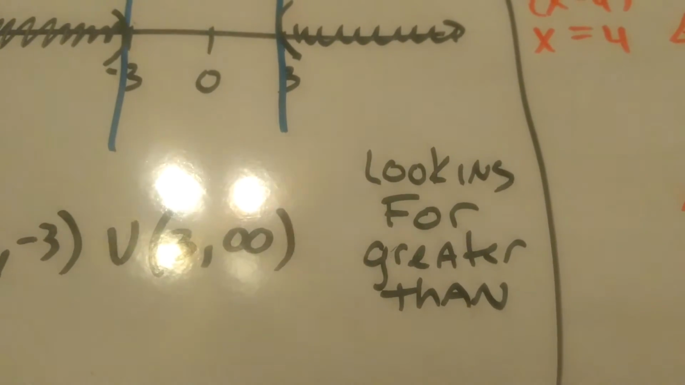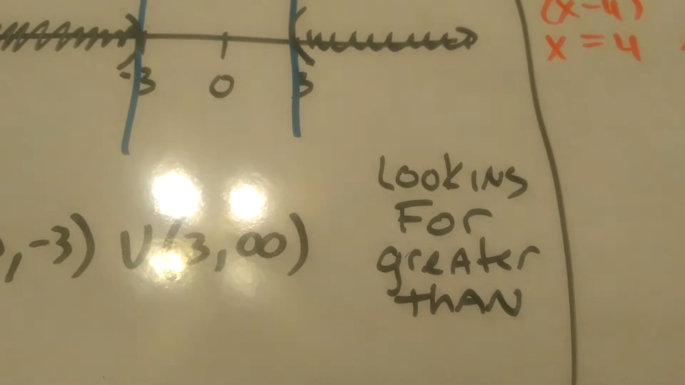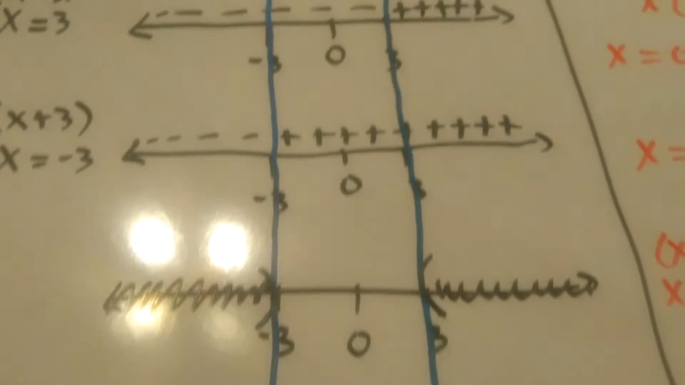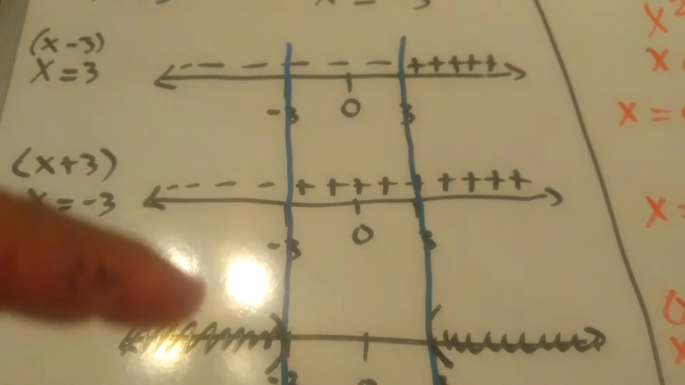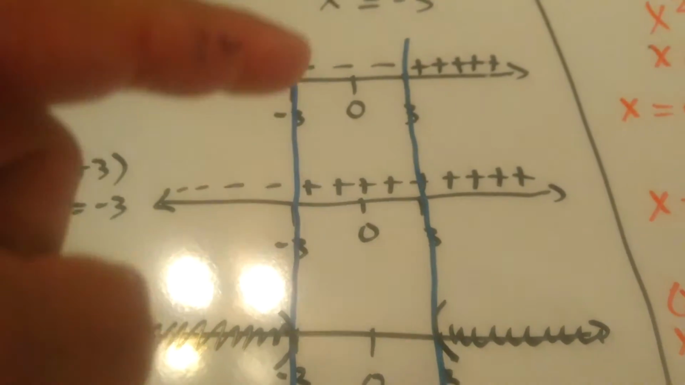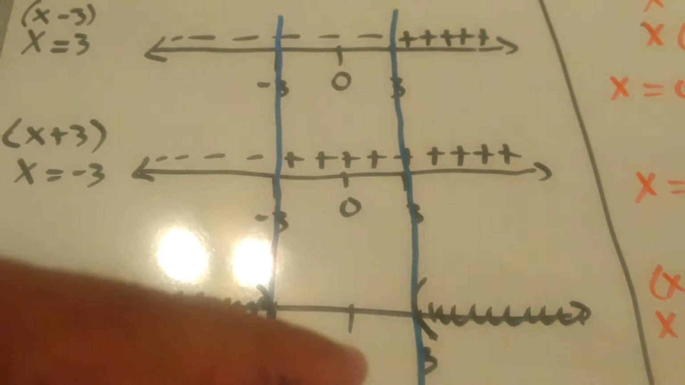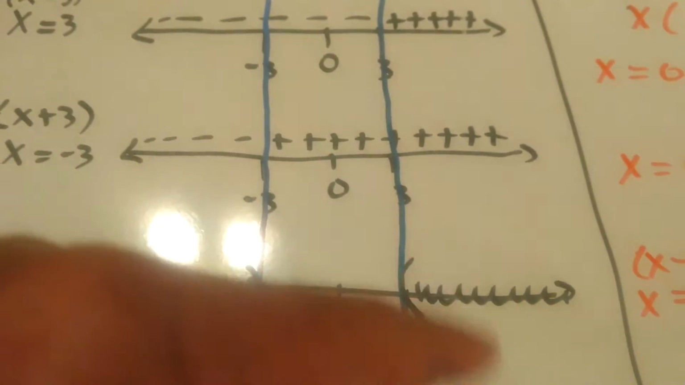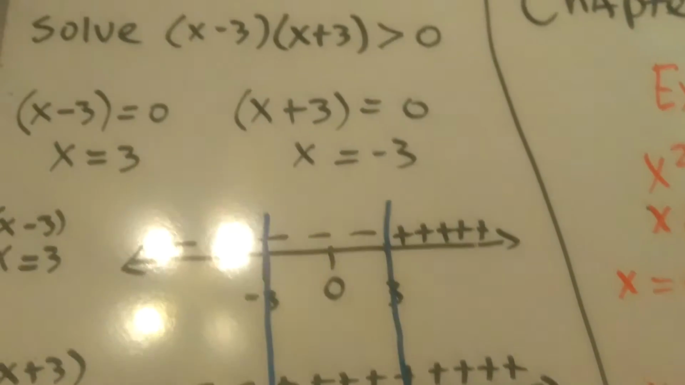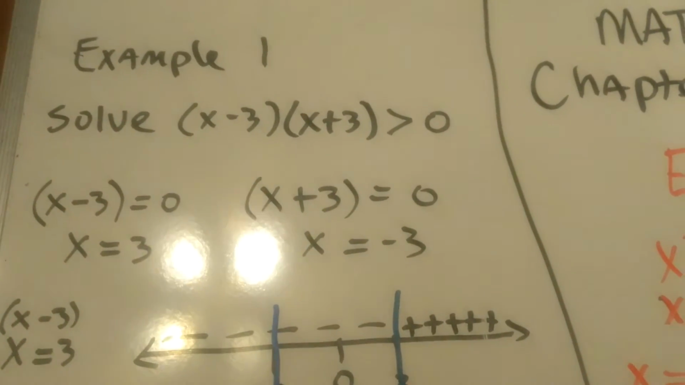In this particular problem, we're looking for greater than, which means we're looking for a positive. That's the reason when we look at our graphs, negative times a negative is a positive, so we're going to keep this. Negative times a positive is a negative, we're not going to want this. Positive times a positive is a positive, so we want this. All because the problem asks us to solve for greater than.